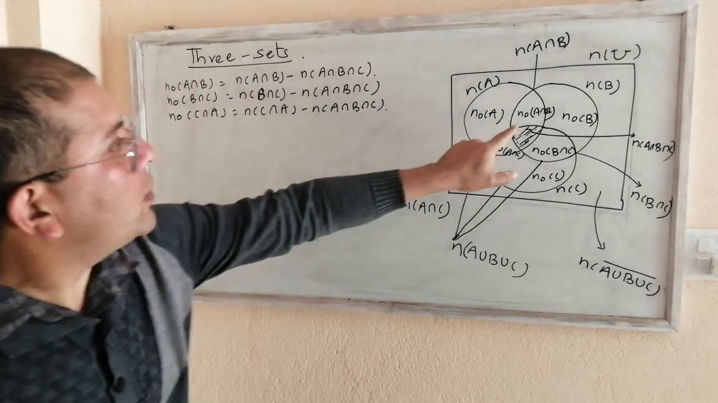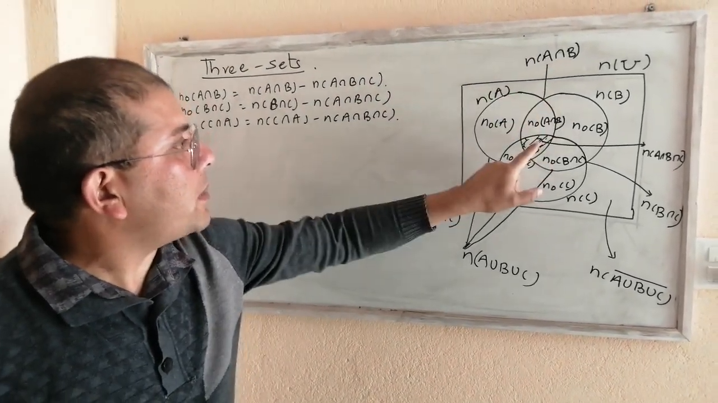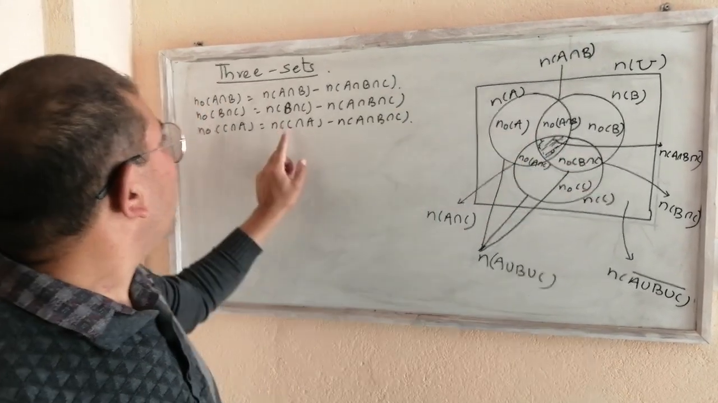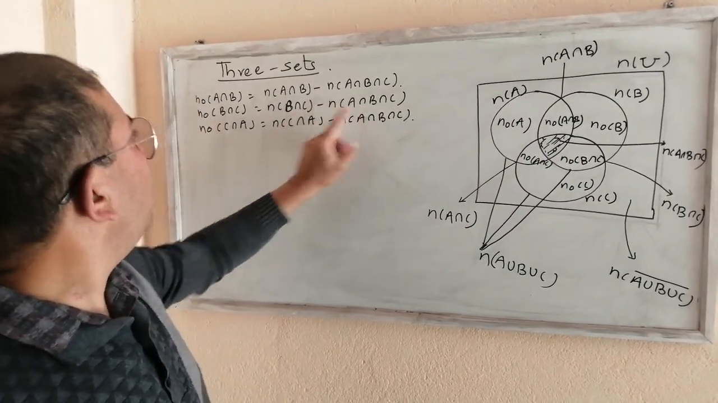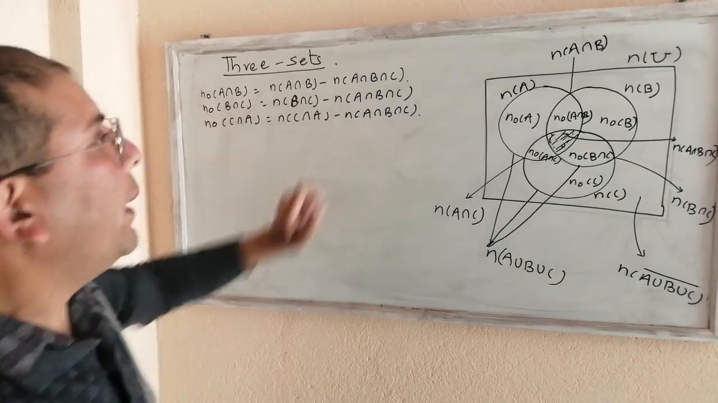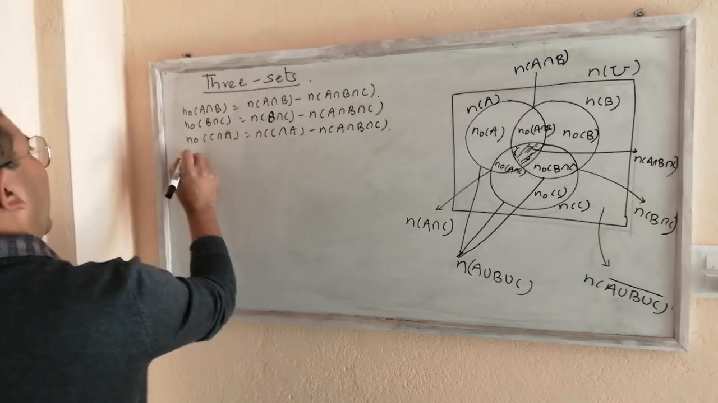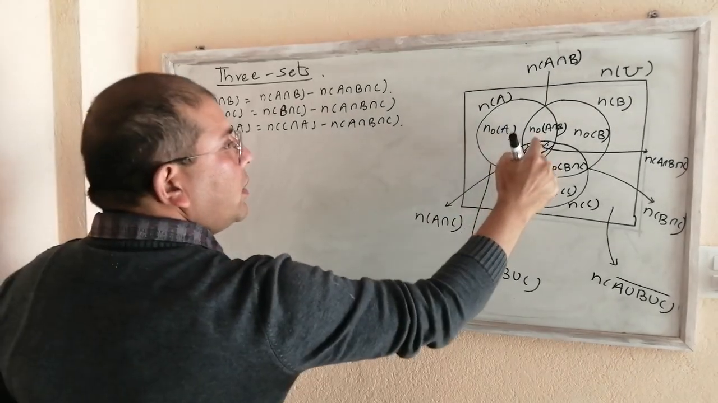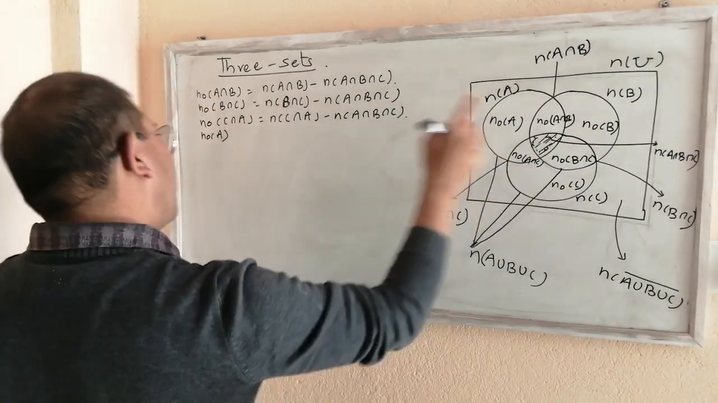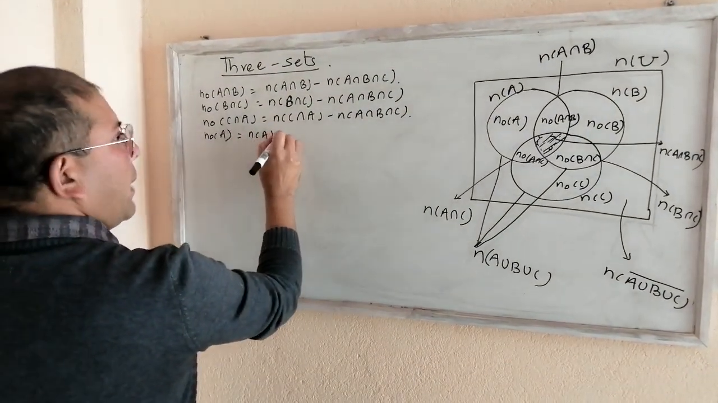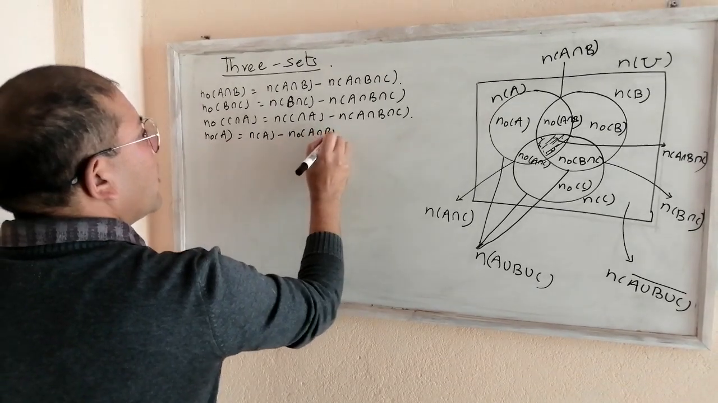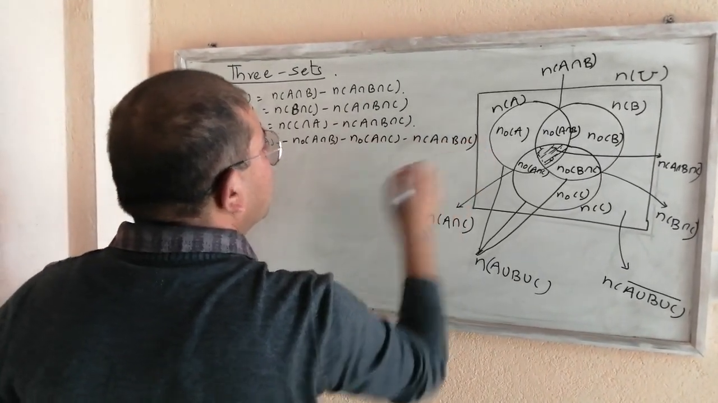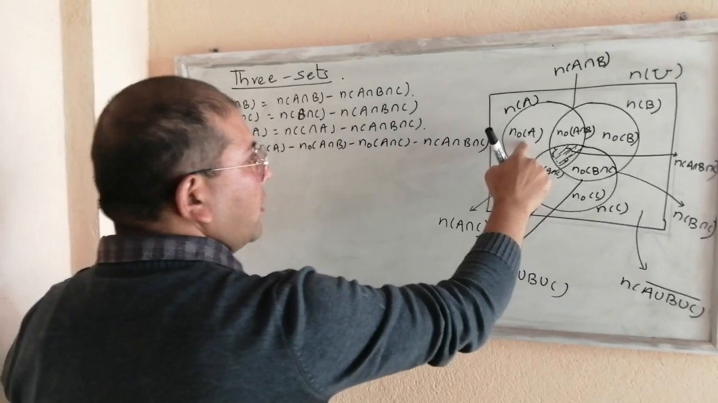Again, n naught of A intersection B. This portion is from the total, it is n of A intersection B, and if you subtract this portion, you get this result. Similarly, for n naught of B intersection C, from the total n of B intersection C, if you subtract this one, you will get n naught. Third is also the same. And to find out this portion, n naught of A, if you subtract these portions from all, you will get n naught of A. This is n of A minus n naught of A intersection B minus n naught of A intersection C minus n of A intersection B intersection C. You will get this portion, it is n naught of A.